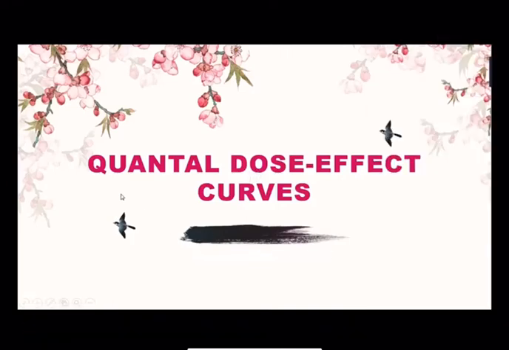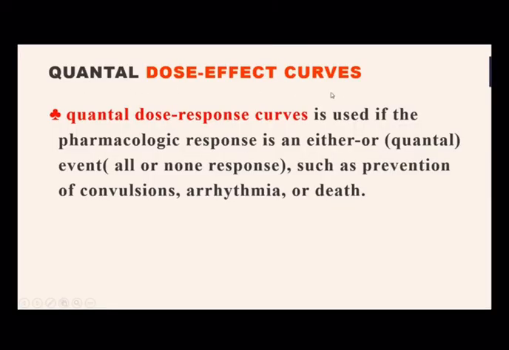In this episode, we will discuss the quantal dose effect curve. The quantal dose effect curve is used if the pharmacological response is an either-or event, a quantal event, an all-or-none response. The response is one where all respond or none respond, such as prevention of convulsion, arrhythmia, or death. The patient or animal will show convulsion or non-convulsion, arrhythmia or non-arrhythmia, death or non-death.